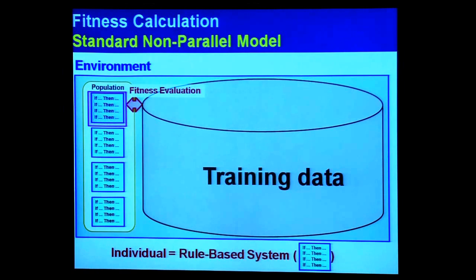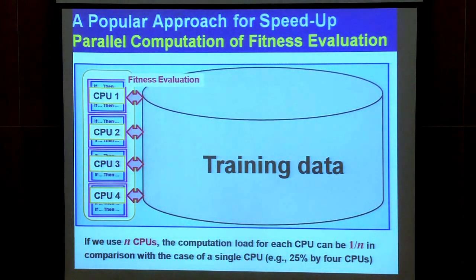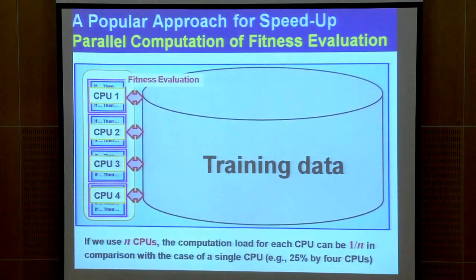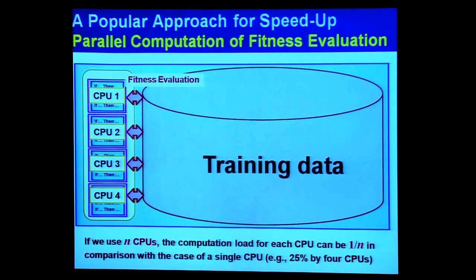One idea is parallel computation. We can perform fitness evaluation for several individuals in parallel. If we use n CPUs for parallel computation, the computation load for each CPU can be 1 over n in comparison with the case of a single CPU. For example, in this slide, the computation load of each CPU is 25% of the original.